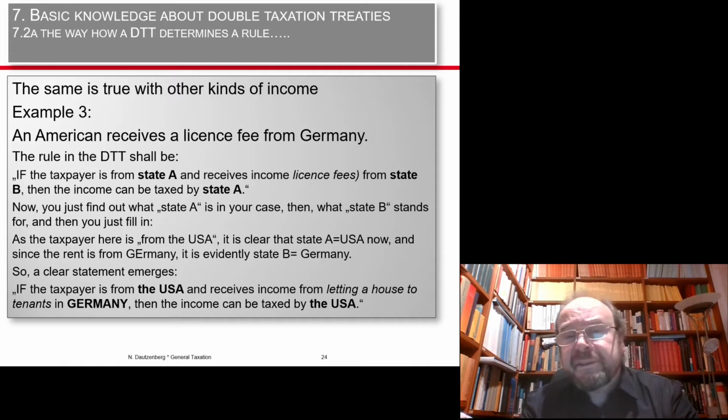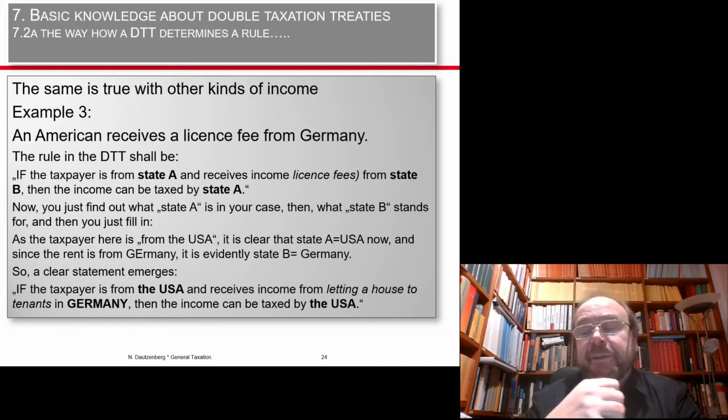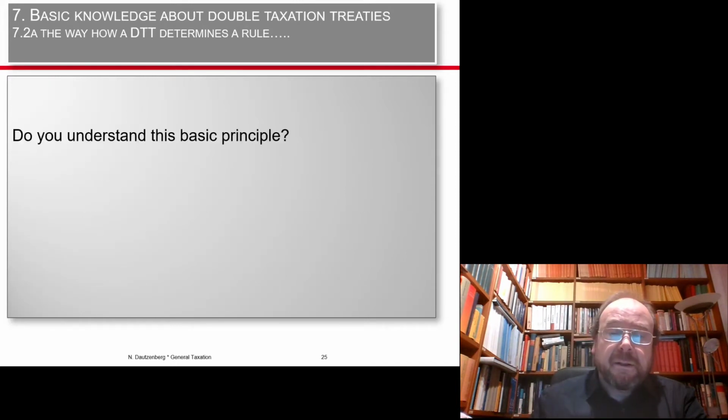Okay, taxpayer is an American, so A is America. Receives income from State B, well, license fee from Germany, so State B, Germany. Then the income can be taxed by State A. What was State A? America. So America can tax the license fee. Clear and easy result. You just have to identify what's the A, what's the B, and fill it. Oh, good. I hope that basic principle is understood.